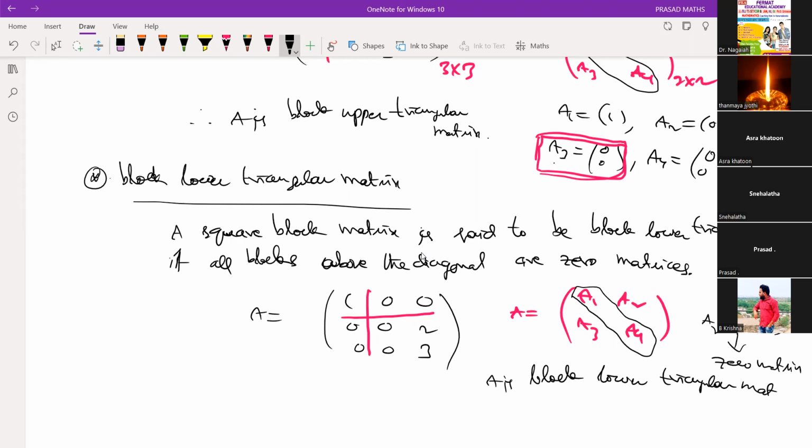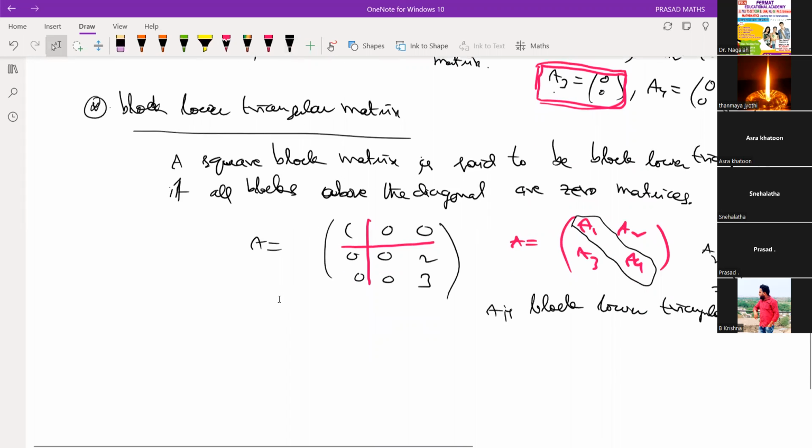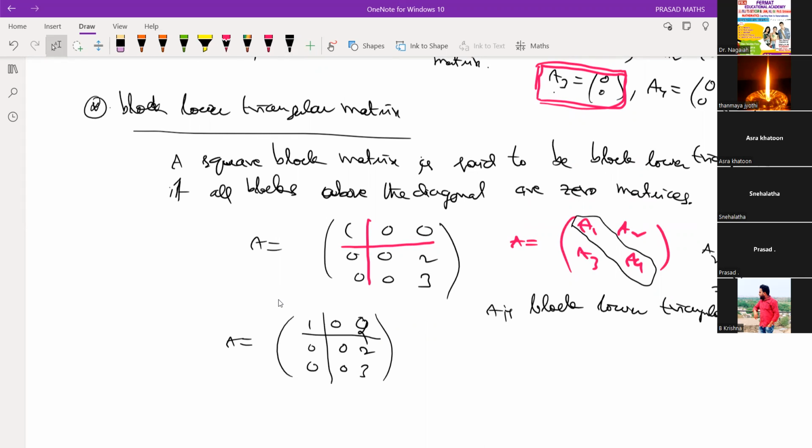Now my question is, can you give an example of a block matrix, meaning a square block matrix, which is not upper, which is not lower? Suppose you take this: 0 0 2. You can take at least one non-zero, right? Above the diagonal: 0 0 2, 0 0 3. This is my block. The question is, is it lower triangular?